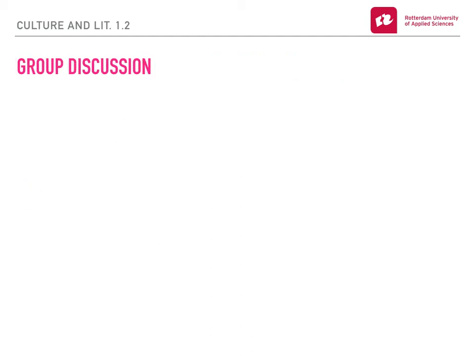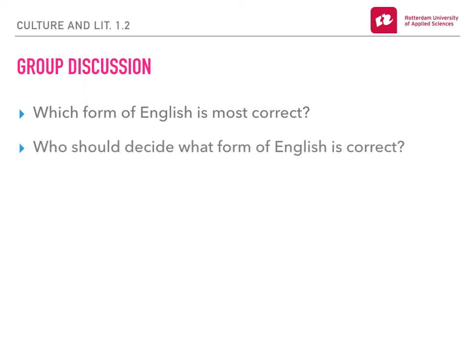Now, there are a few things that you can have a discussion with your classmates about. One of them is which form of English is most correct. The British English, American English, etc. Who should decide what form of English is correct? This is something that Kachru talked about when he was making his circles. He actually said English has several different forms of English. So there's an Indian English, and it is as correct as British English. And this led a lot of people to disagree with him.